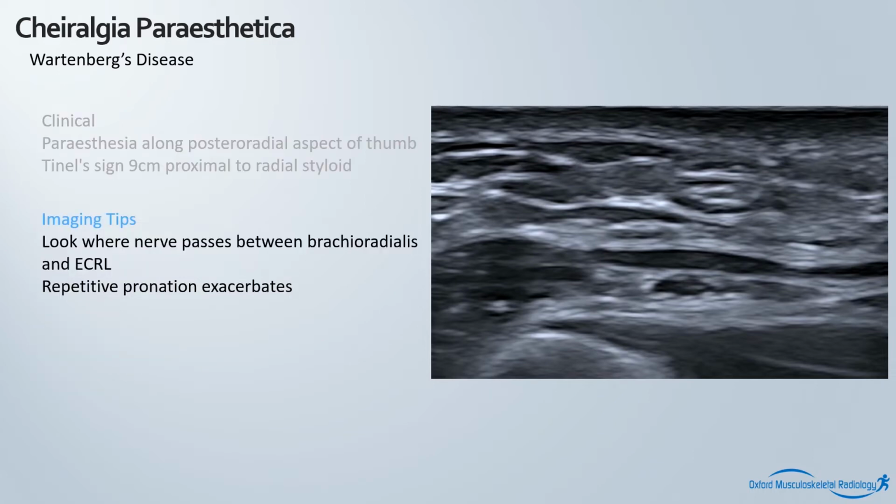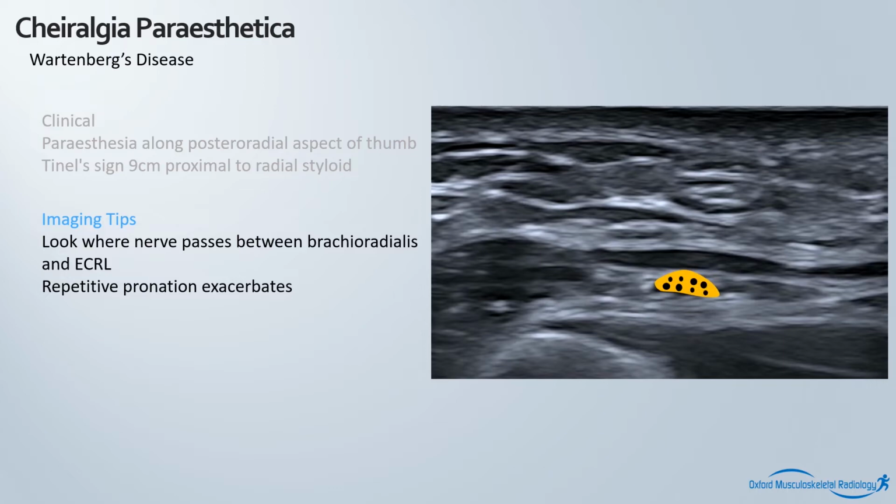The important imaging clue here is that the condition arises from compression of the sensory branch of the radial nerve as it passes through the fascia between the brachioradialis and extensor carpi radialis longus. And this is where the nerve should be examined and compressed, seeking to elicit symptoms.